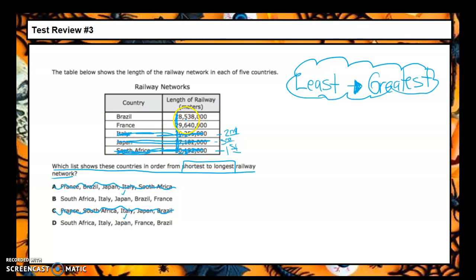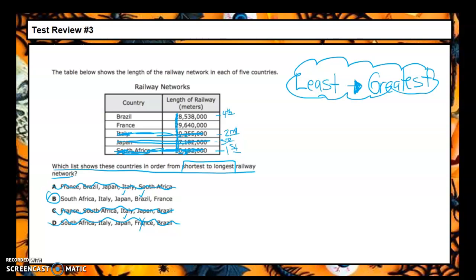My next smallest would be Brazil, because it has a 5. And that comes in 4th place. Oh, look, that one has Brazil, that one doesn't. So it's not that one. And then France is the biggest of them all. So B.